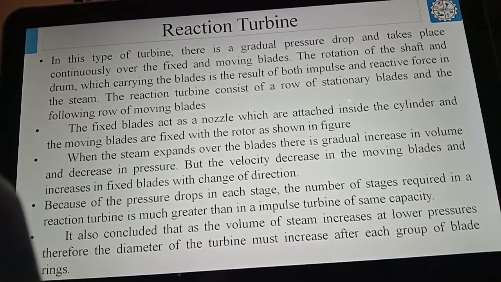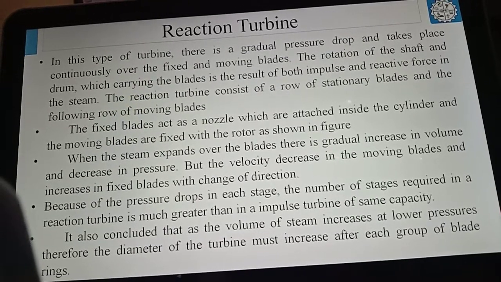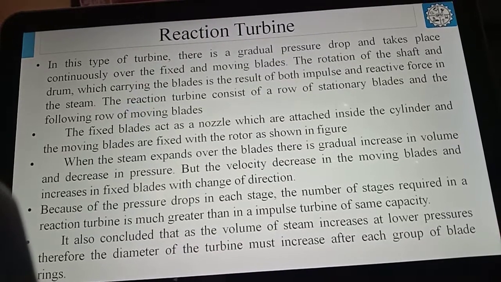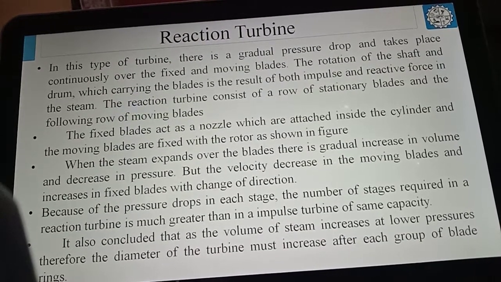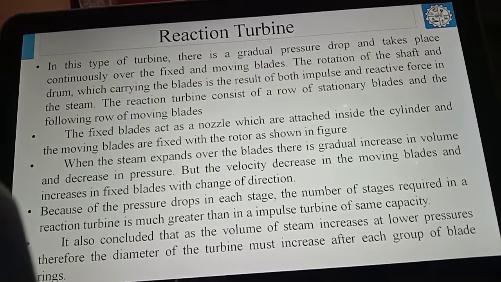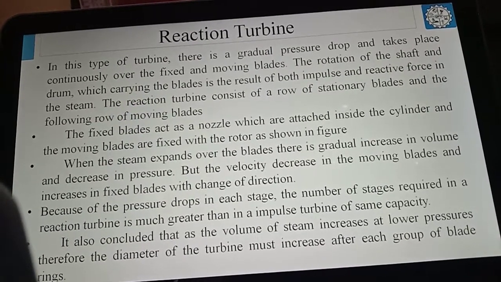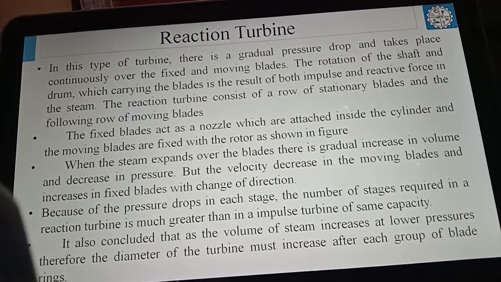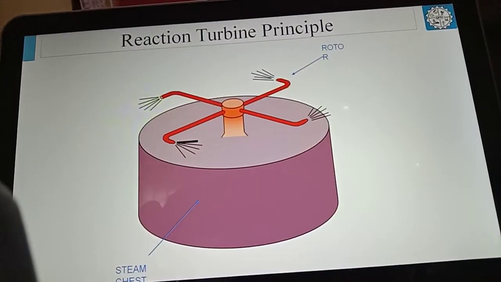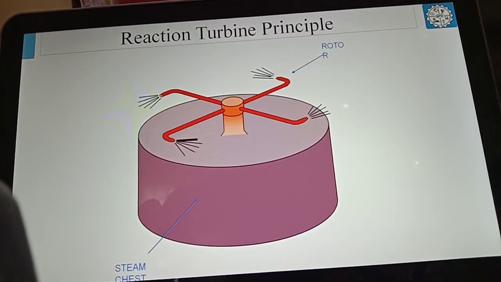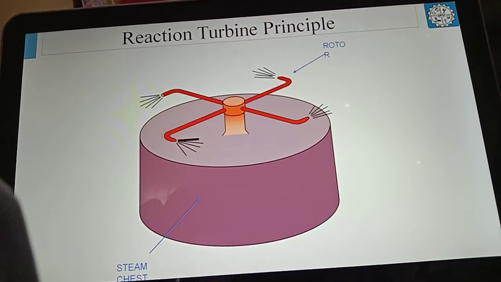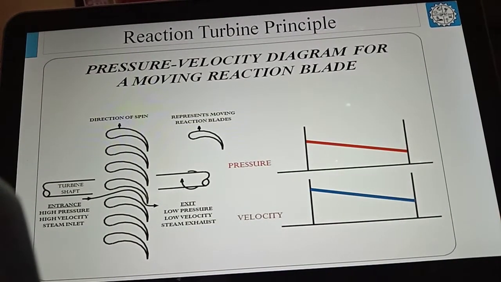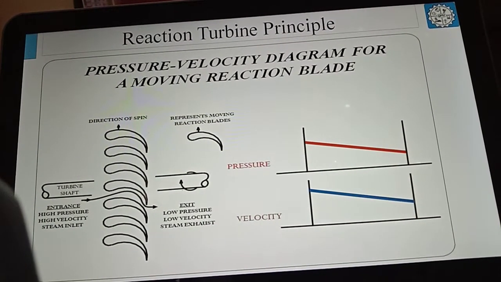Now I can move to the reaction turbine. So in reaction turbine, when the steam expands over the blades, there is a gradual increase in volume and decrease in pressure, but the velocity increases in the moving blades and in fixed blades there is a change in direction. This is a pictorial view of this reaction turbine principle. Pressure velocity diagram for a reaction blade.